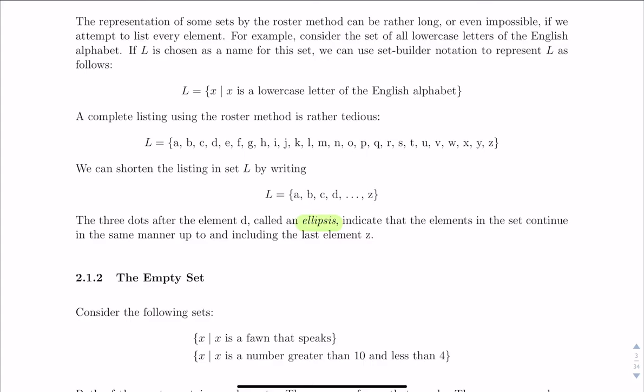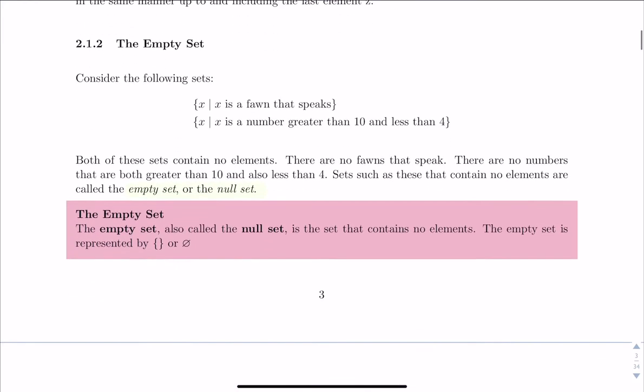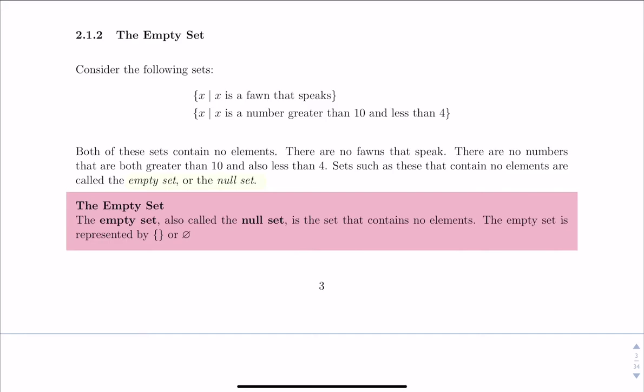The next thing we want to do is consider what the empty set is. So let's look at the set of X such that X is a fawn that speaks, and the set of X such that X is a number that's greater than 10 and less than 4. Both of these sets contain no elements. There are no fawns that speak except for Bambi. There are no numbers that are both greater than 10 and less than 4 at the same time. And so sets such as these that contain no elements are called the empty set or the null set.